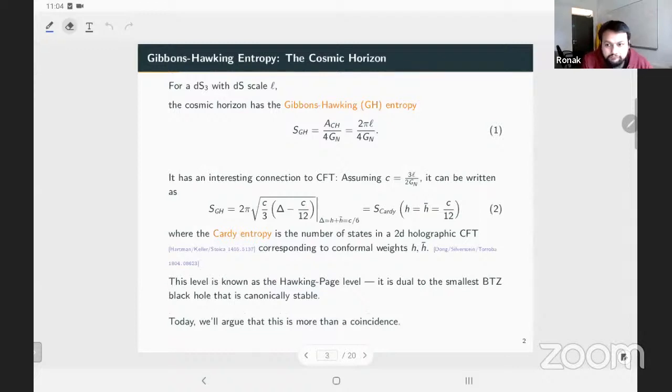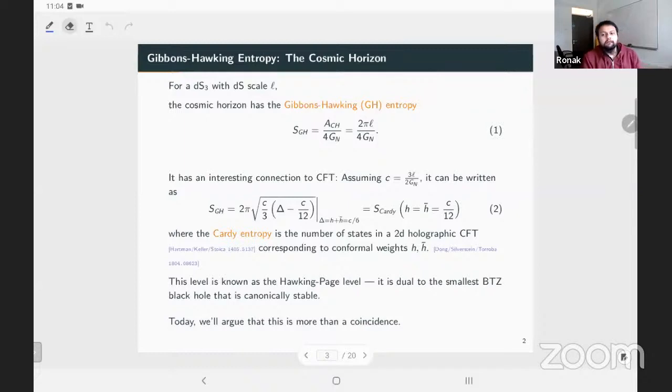So let's start with more of an introduction to the Gibbons-Hawking entropy. Taking de Sitter 3 with de Sitter scale L, the cosmic horizon has a Gibbons-Hawking entropy, which is area over 4G Newton. Surprise, surprise. Because we are in de Sitter 3, the area is the area of a circle, so it's just 2 pi l, where little l is the de Sitter radius.